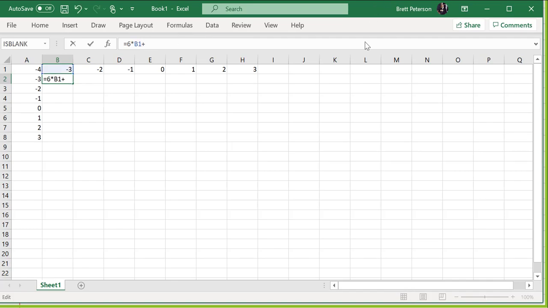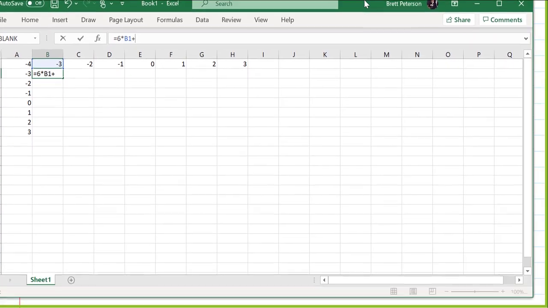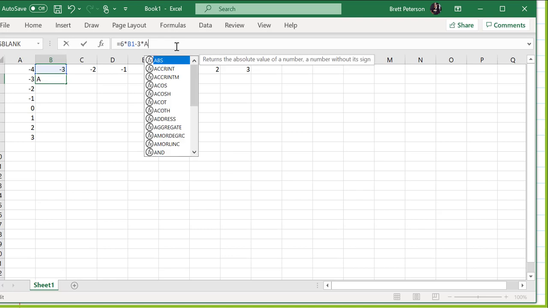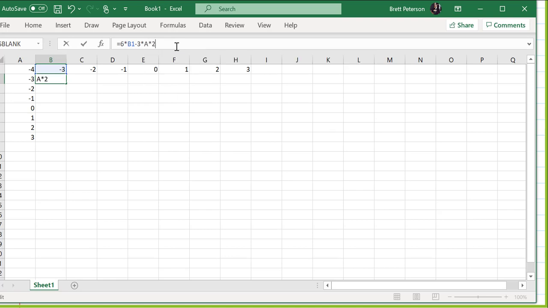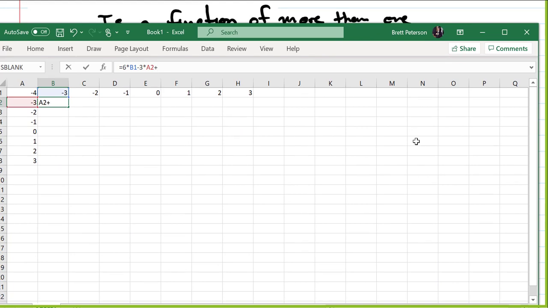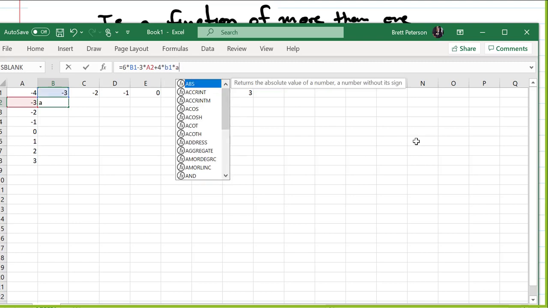Plus my next term is negative 3y. So instead of plus, I change it to a minus. So 3 times, and now I need to reference my A column, so times A2. And then we're going to have one more term, which is both of them together, the 4xy. So plus 4 times B1 again, times A2.